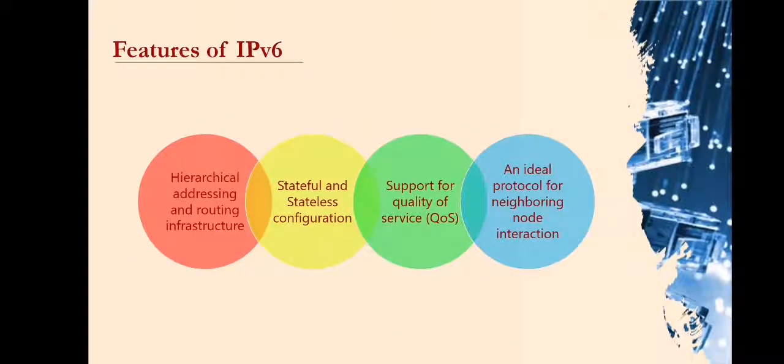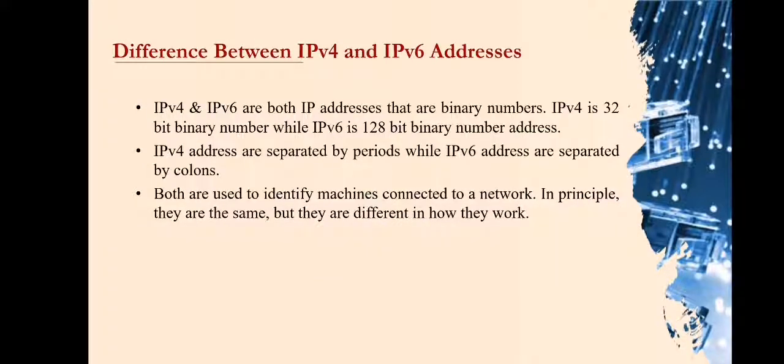So what is the difference between IPv4 and IPv6? Here are the following differences. IPv4 and IPv6 are both IP addresses that are binary numbers, which is a series of ones and zeros. IPv4 is a 32-bit binary number, while IPv6 is a 128-bit binary number address. IPv4 addresses are separated by periods, while IPv6 addresses are separated by colons, as mentioned earlier. Both are used to identify machines connected to a network. In principle, they are the same, but they are different in how they work.